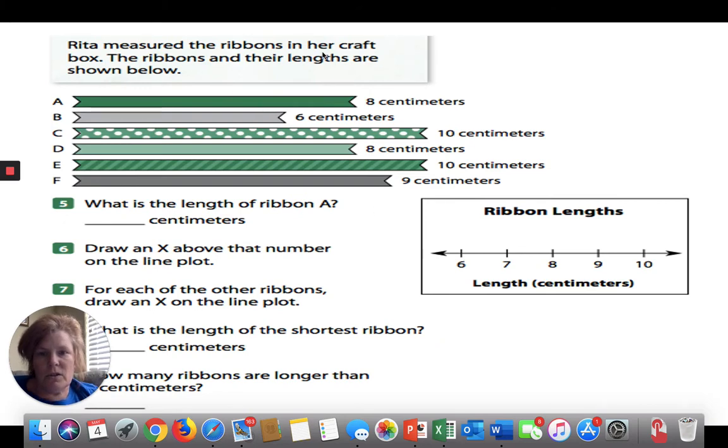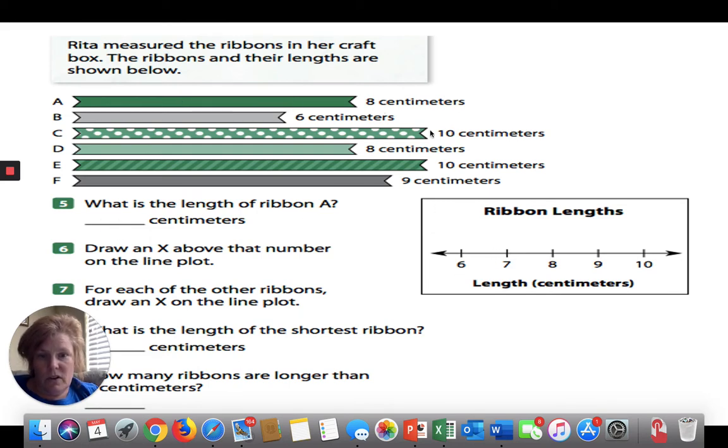Rita measured the ribbons in her craft box. The ribbons and their lengths are shown below. So here's some ribbons. Each are different centimeters. There's 8 centimeters, 6 centimeters, 10 centimeters, another 8 centimeters, another 10, and a 9. What is the length of ribbon A in centimeters? So you would just look up here. It would be 8. So this would be 8.